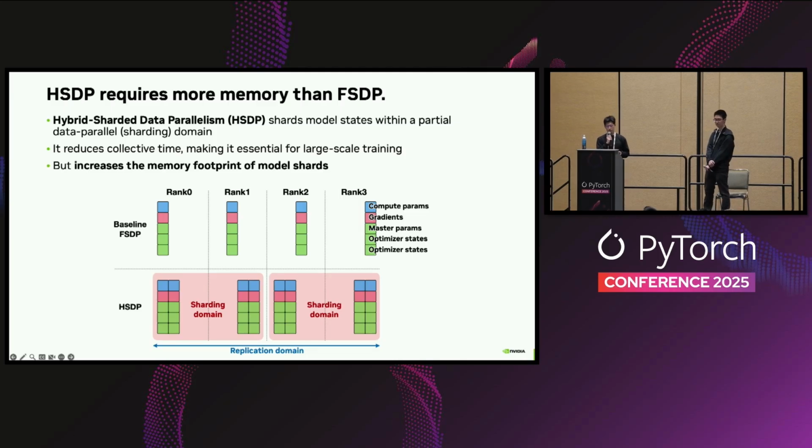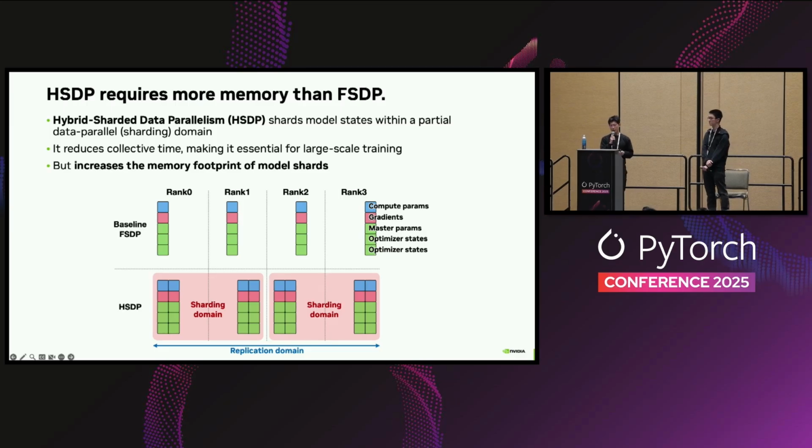So this is the last problem I want to talk about, and this is about making the memory efficiency better for hybrid FSDP. Hybrid sharded data parallelism is the idea of keeping your communication costs lower in exchange for extra memory usage. The top side of the figure is the baseline FSDP, and it shards all your model states across the entire GPU set. So if you have 4 GPUs, you shard them across 4 GPUs.